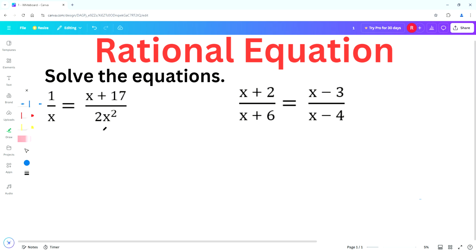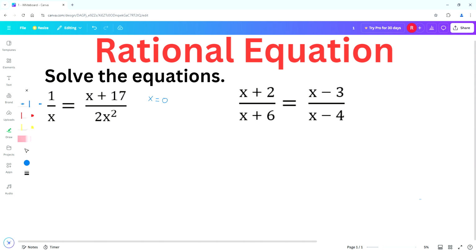The first step is to find the restrictions for this equation. We should set the denominators equal to 0 and solve for x. The denominator on the left side is x. I get x equals 0. This is the first restriction.